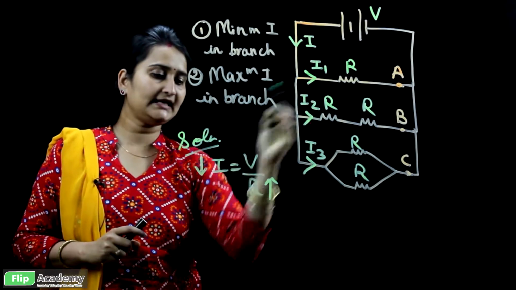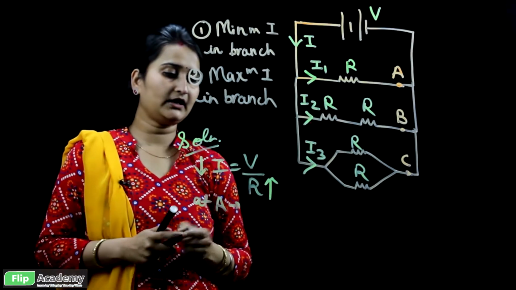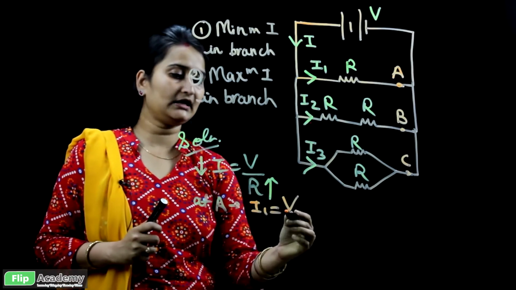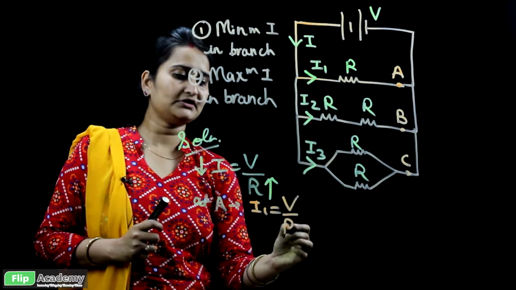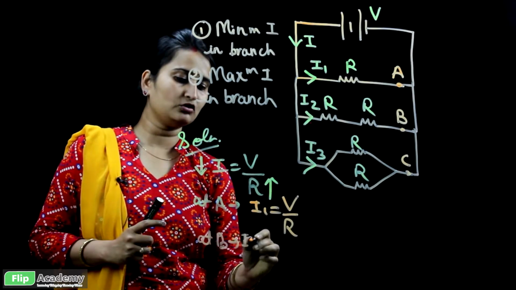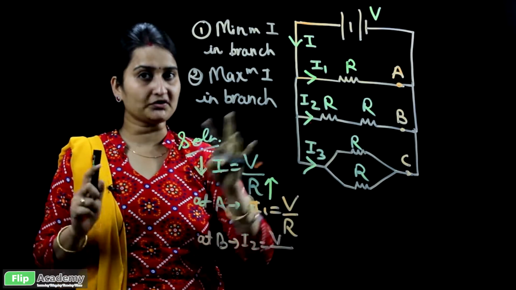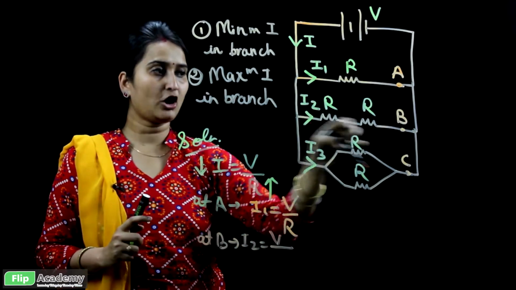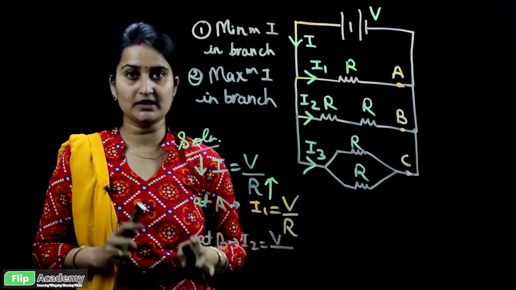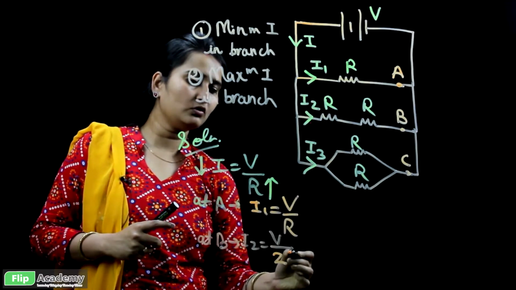So now, see at point A. Let's talk about this branch. The current would be I1. The potential remains the same because these are parallel circuits, V upon, and your resistance is R. Now, at point B, the current would become I2, the potential remains the same, V upon, the resistance is 2R. So, what is the total resistance of this branch B? R plus R, because the total resistance in series is calculated by adding the resistances. So it will become 2R.